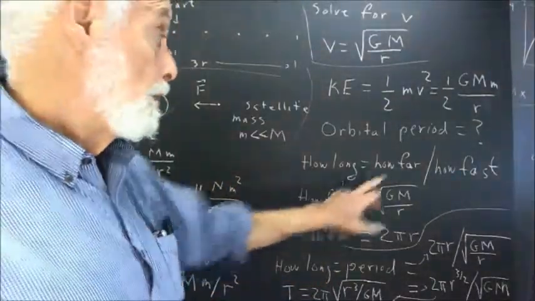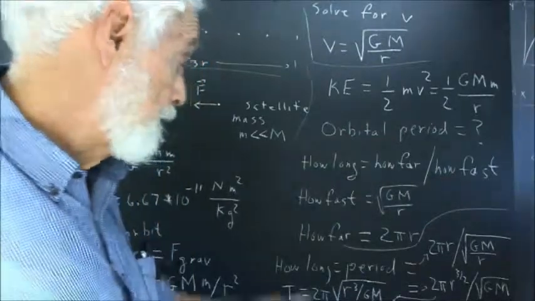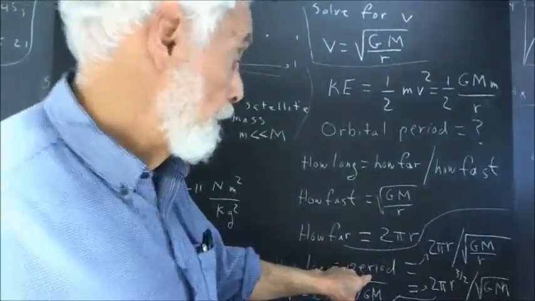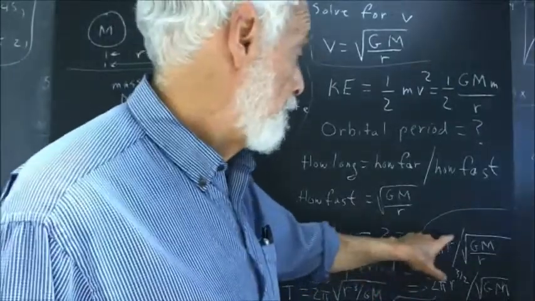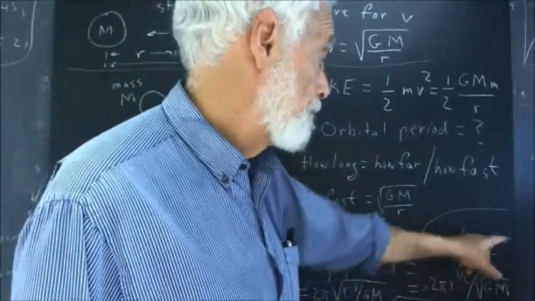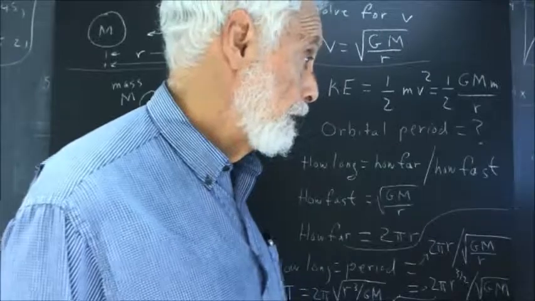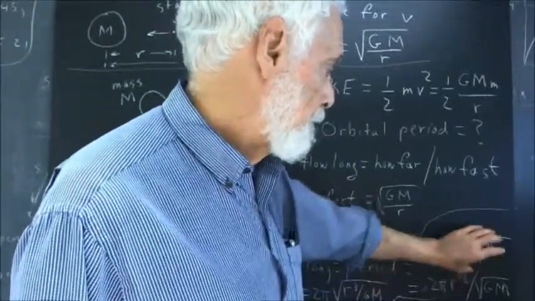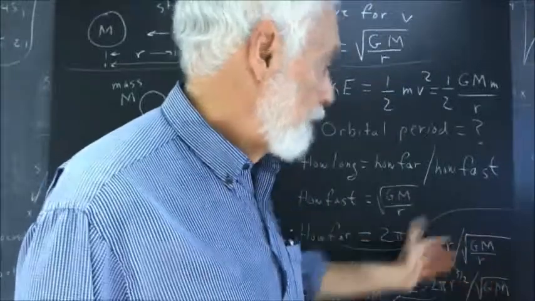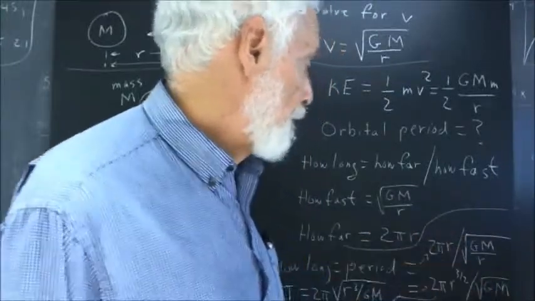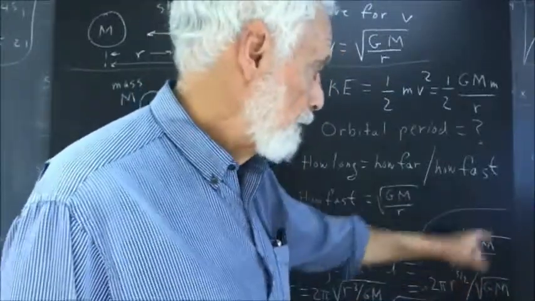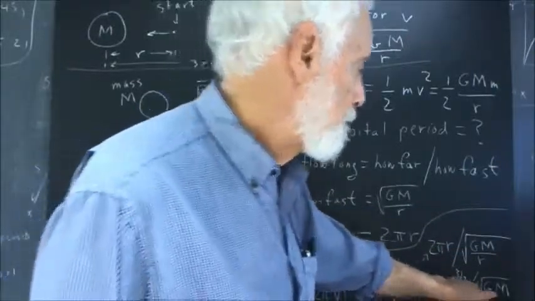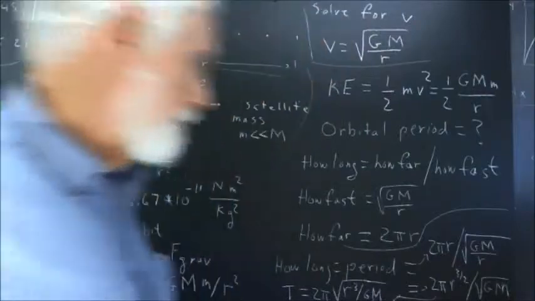We can easily find how long. Just divide how far by how fast. How long, we call that the period of the orbit, is going to be how far, 2 pi r, divided by how fast, the square root of big G big M over little r. We simplify that. We take the reciprocal and multiply by the 2 pi r. The reciprocal has a square root of r in the numerator, multiplied by the r gives us r to the 3/2. The square root of GM will be in the denominator.